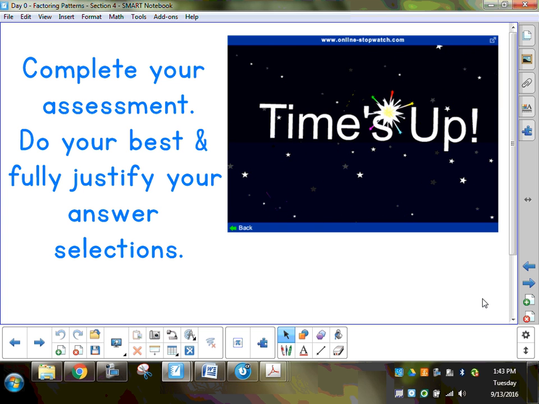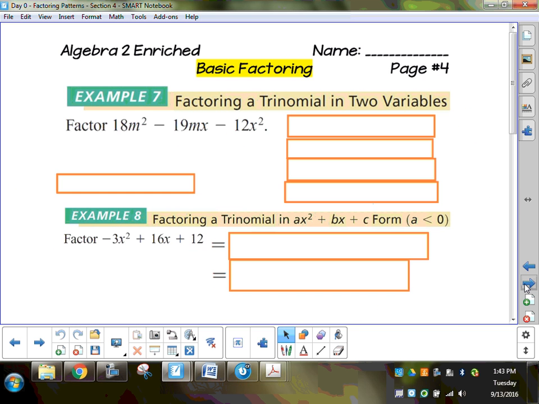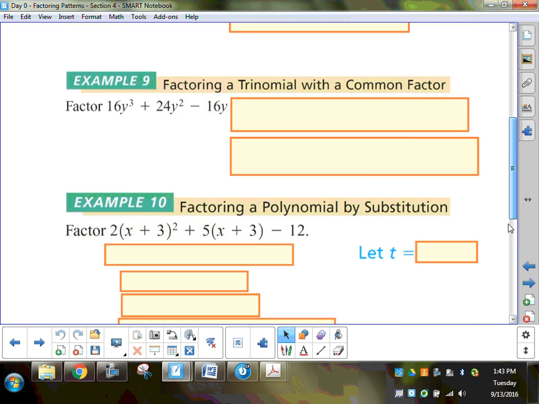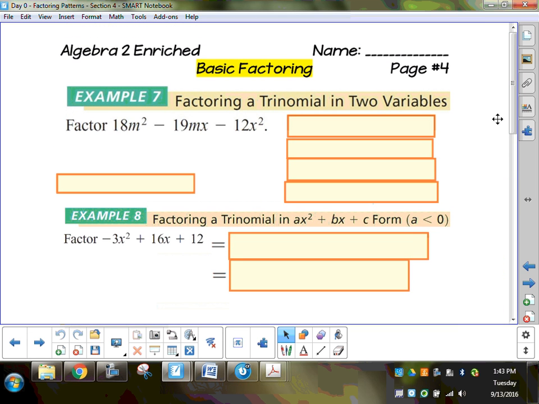We're going to look to finish that up. I think we left off on here. I think we got one page to go through and finish, and then we've done every type of factoring.